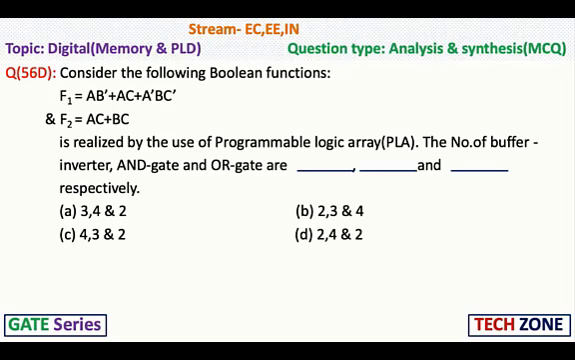So the question here is, consider the following Boolean functions. F1 is equal to A B bar plus A C plus A bar B C bar, and F2 is equal to A C plus B C, realized by the use of a programmable logic array, that is PLA. The number of buffer inverters, AND gates and OR gates are respectively: option A 3, 4 and 2, option B 2, 3 and 4, option C 4, 3 and 2, option D 2, 4 and 2.